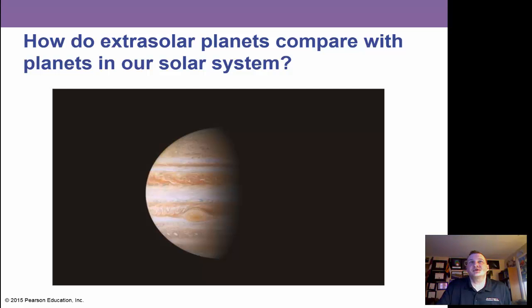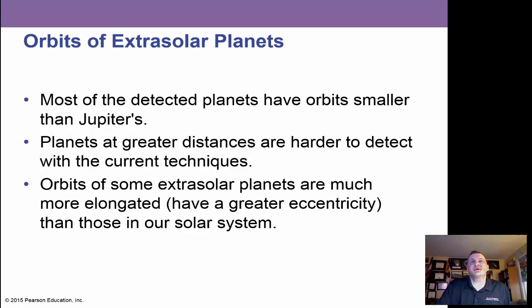So how do extrasolar planets compare with those in our own solar system? Most of these detected planets have orbits smaller than Jupiter. The planets at greater distances are harder to detect with the current techniques, even with Kepler. And the orbits of some of these extrasolar planets are much more elongated, with greater eccentricity, or more elliptical orbits, than those in our solar system, which are pretty circular.